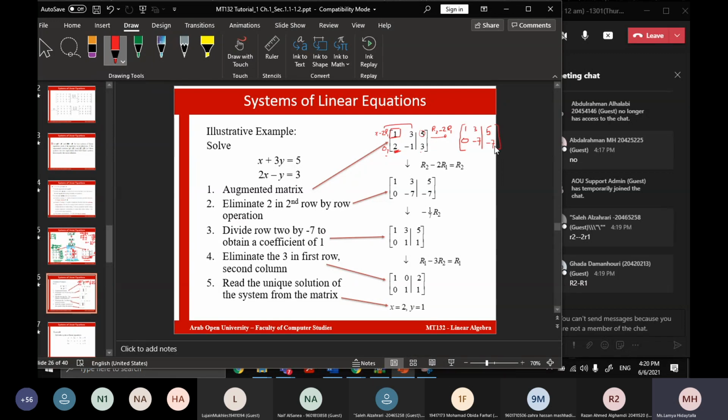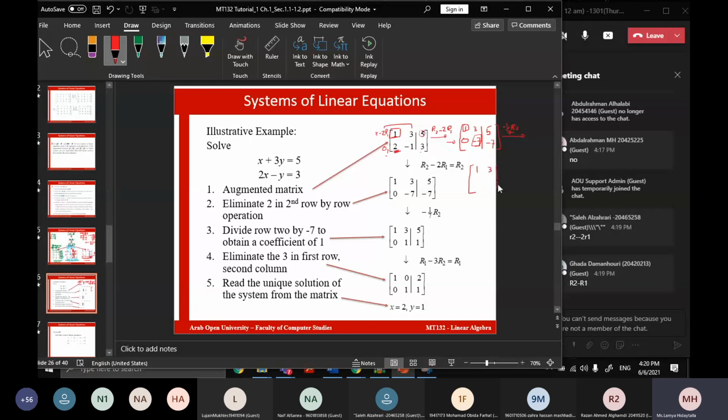Now this is the leading one and the other entry with it is 0. Now what is my next task? I come here to the second row. We want to make this element 1. So I will divide by -7. So I'm going to change which row? R2. How am I going to change it? By multiplying it by -1 over 7 to make this one 1. Okay, so it's going to be what?